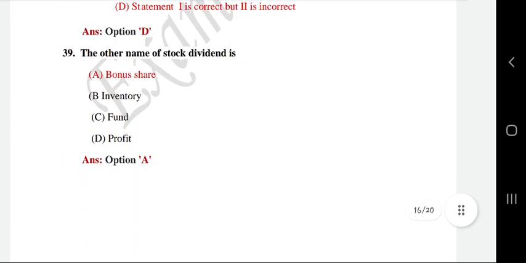39. The other name of stock dividend is bonus share. The other name of stock dividend is bonus share.